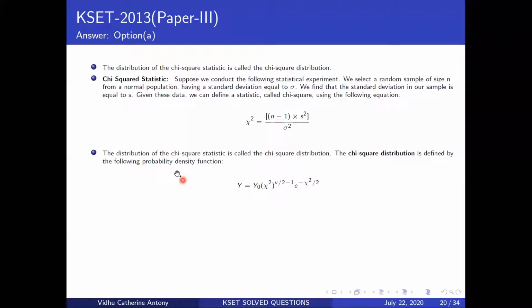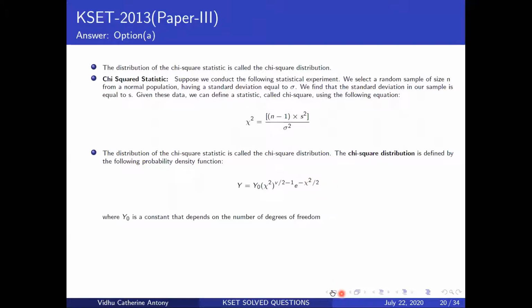Now let's look at this. The distribution of the chi-square statistic is called the chi-square distribution. The chi-square distribution is defined like this: y is the probability density function, y equals y naught times chi-square to the power v by 2 minus 1, where v is the number of degrees of freedom that you have, times the exponential of minus chi-square divided by 2.